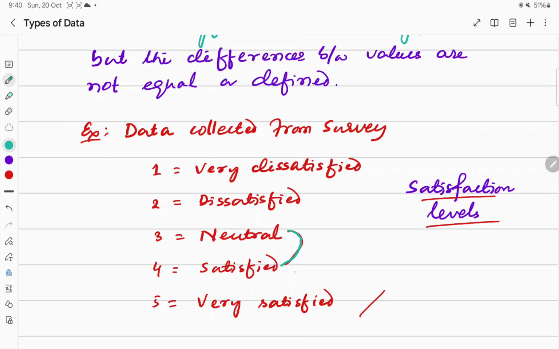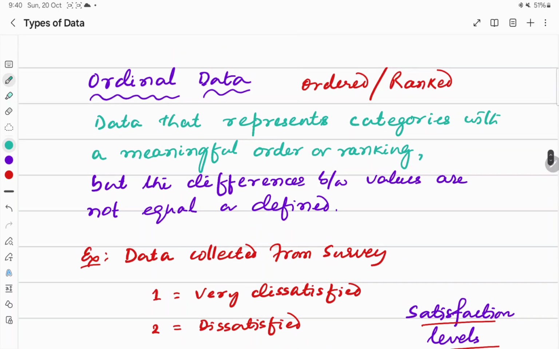So we have given one rank or order, but the difference in values of consecutive ranks is not the same. We cannot say the difference between satisfied and very satisfied is the same as the difference between neutral and satisfied. So these types of data are called ordinal data.